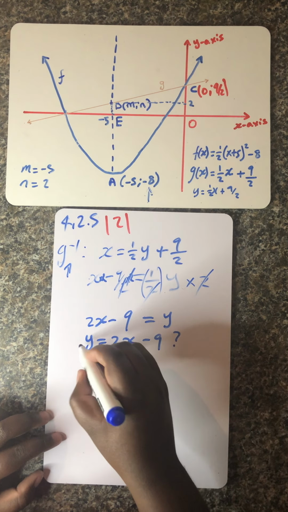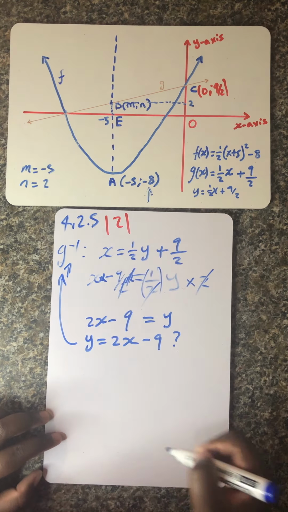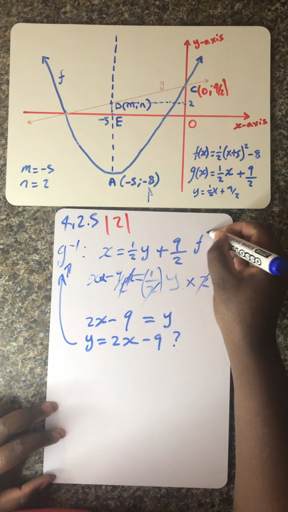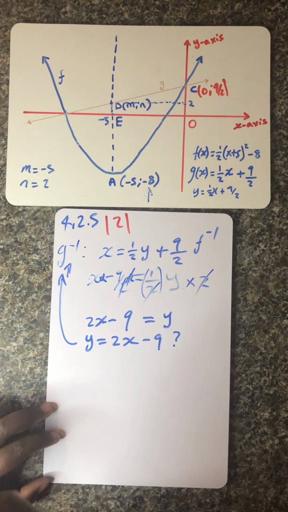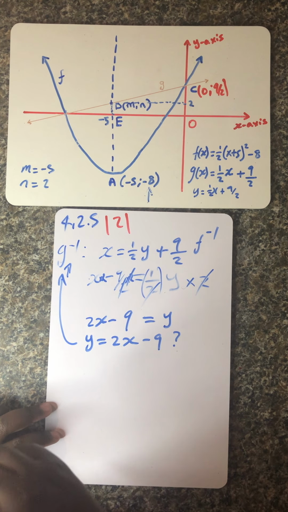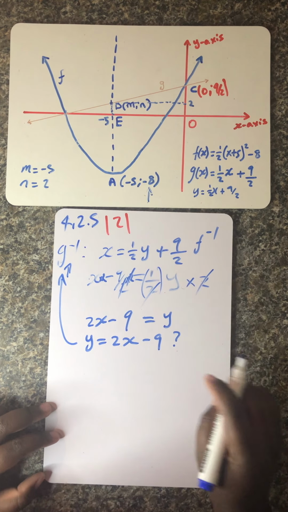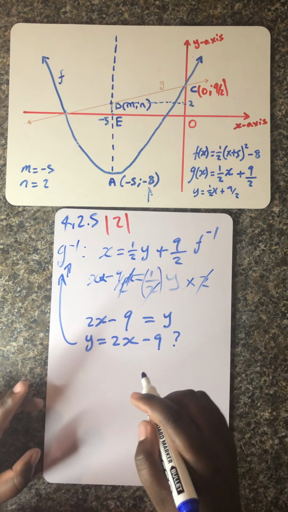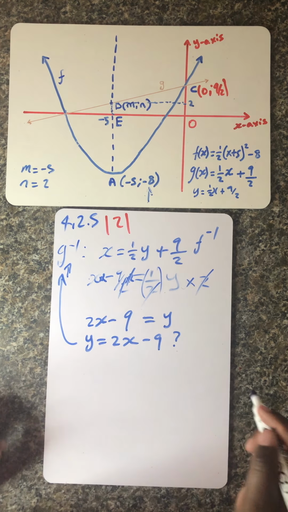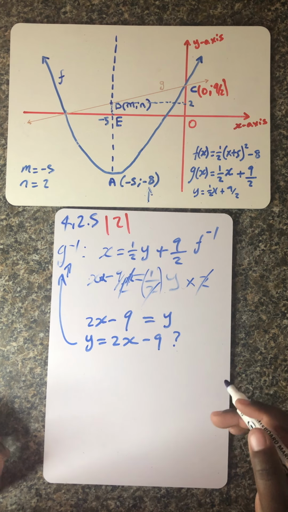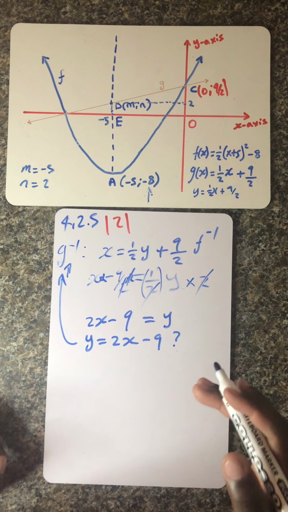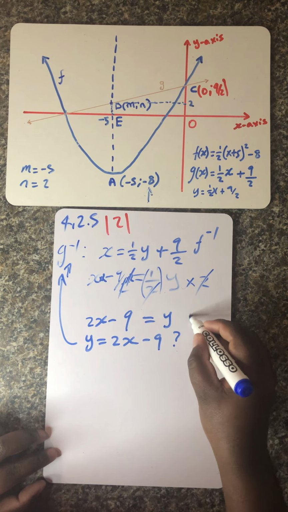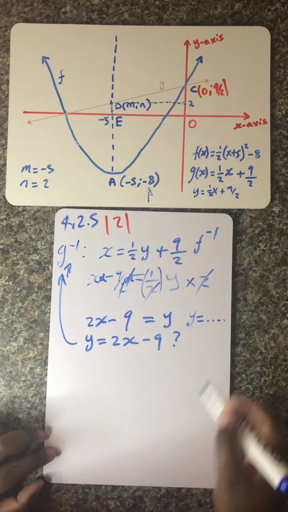What is this, guys? This is the inverse of the graph of g. So the moment they say f negative 1, that means it's the inverse, guys. What does the inverse mean? You just swap the x and the y. So in place of x, you write y. In place of y, you write x. Okay. Then if the question wants to be specific, that's when they are going to say write it in the form of y is equals to something.